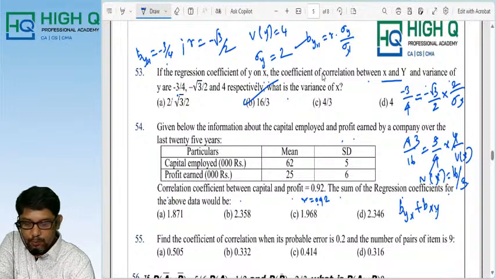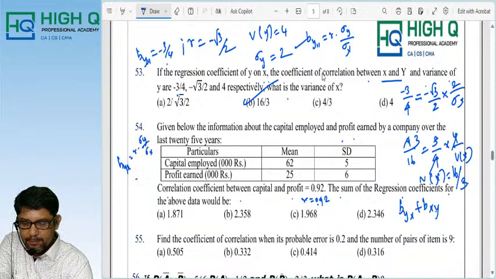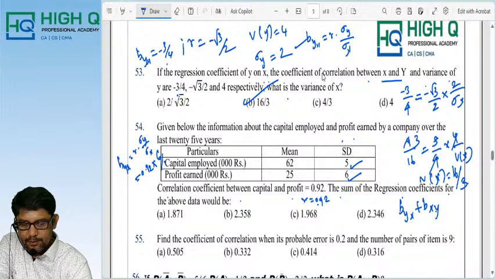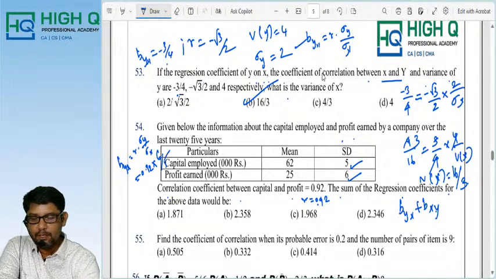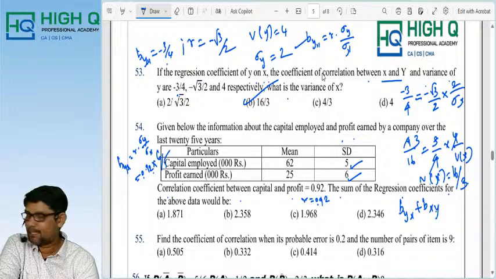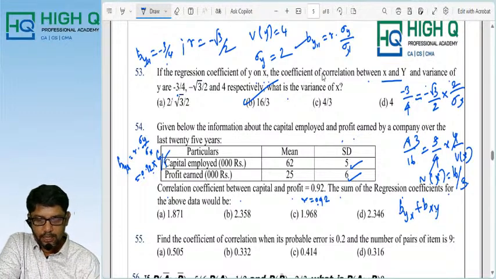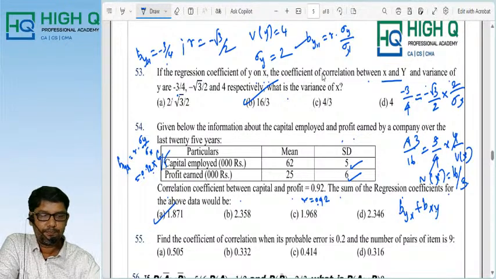What is byx? R into sigma y by sigma x. Am I right? R is given 0.92. What is sigma y? 6 by 5. Same way, 0.92 into 5 by 6, and add both. MRP, given 1.871.